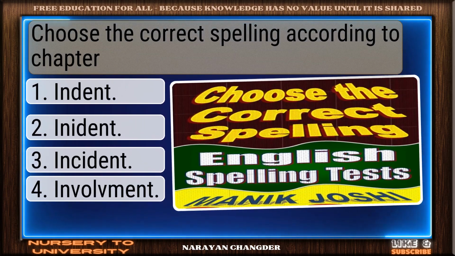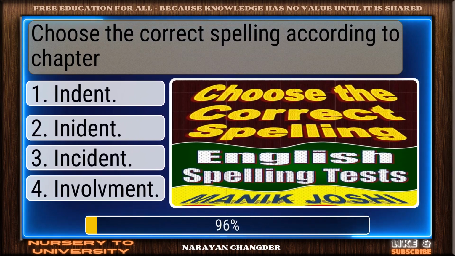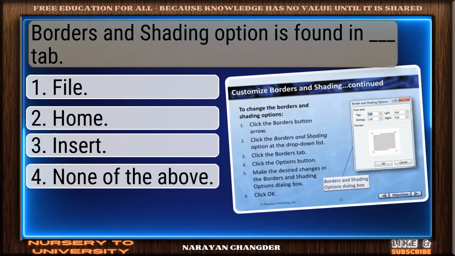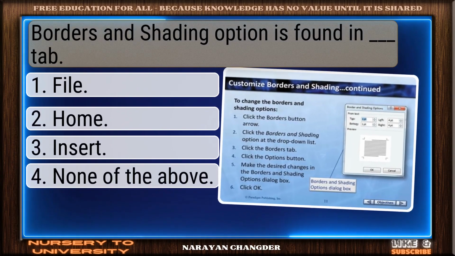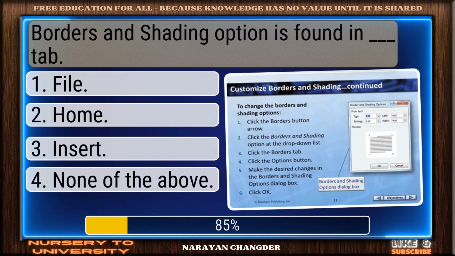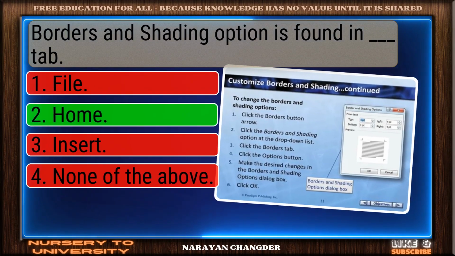Choose the correct spelling according to chapter. Nicely done. Indent is a solid answer. Borders and shading option is found in Dash tab. Correct. Home is the right answer.